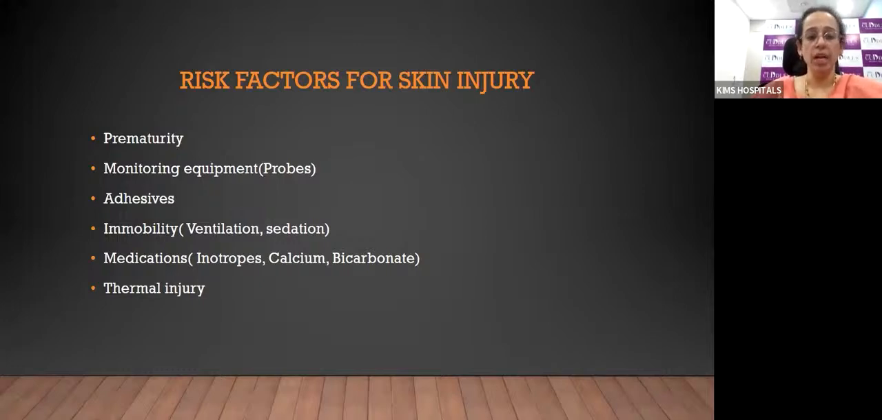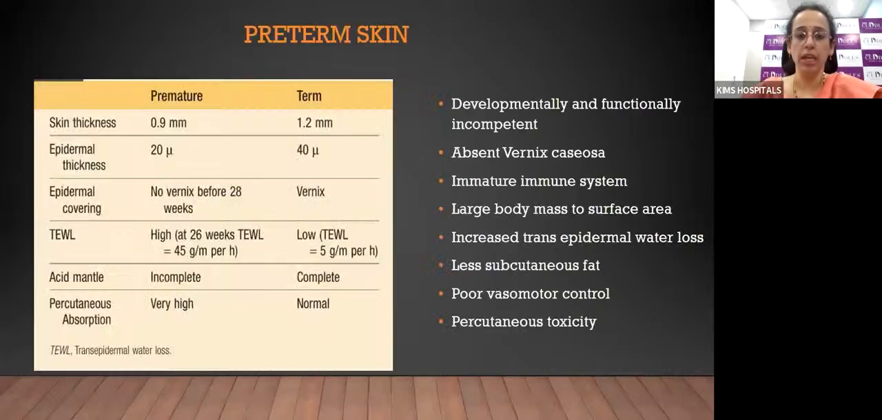And medications like inotropes, calcium, and bicarbonate can also lead to extravasation and skin injury and necrosis in the babies. Thermal injury is another component which should be avoided by stringent monitoring of the temperature of the baby by applying a temperature probe on the abdomen of the baby, just above the liver area, to monitor the temperature and avoid thermal injury. Hypothermia and hyperthermia should be strictly monitored and avoided for appropriate skin care.